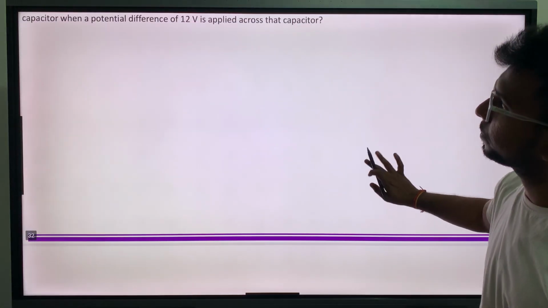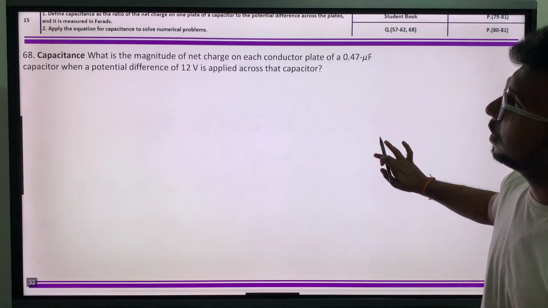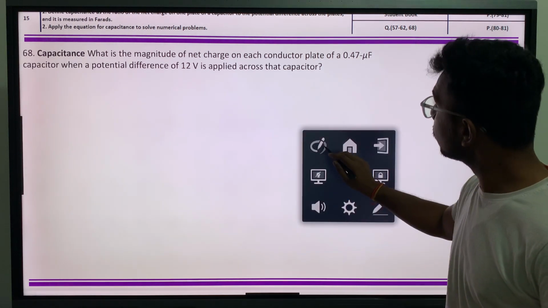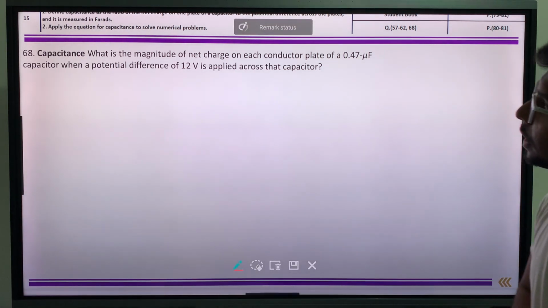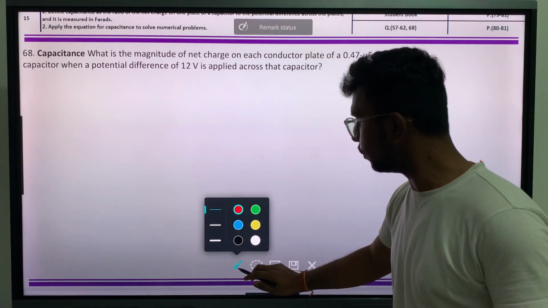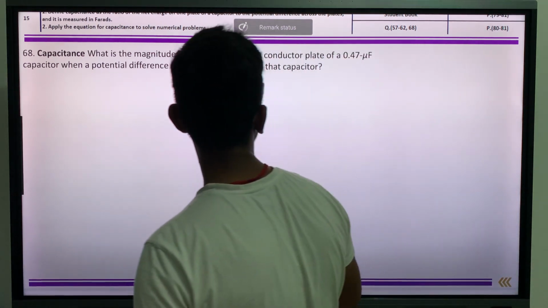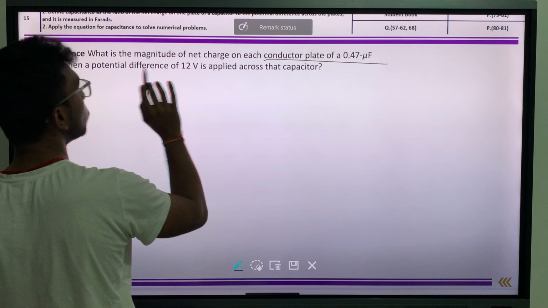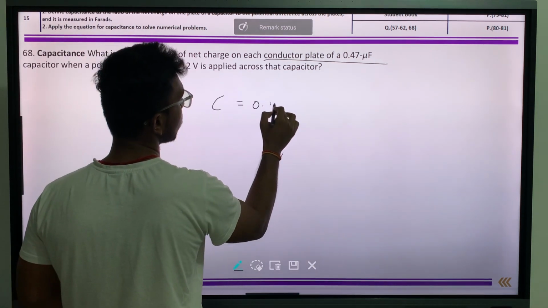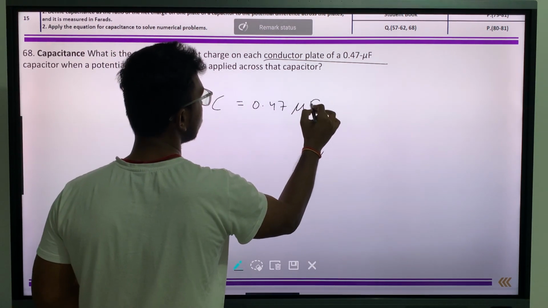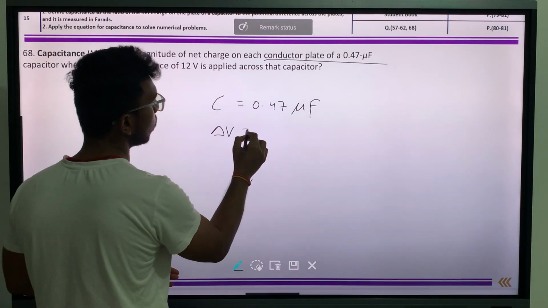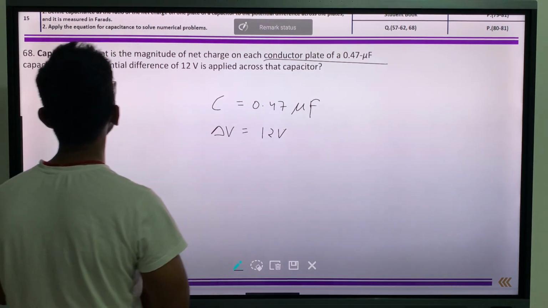Any questions? What is the magnitude of the net charge on each conductor plate of a 0.47 microfarad capacitor when a potential difference of 12 volt is applied across the capacitor? It's easy. Each conductor plate of a 0.47 microfarad capacitor. So I have the capacitance 0.47 microfarad, and a potential difference del V of 12 volt. I need to find out the charge.